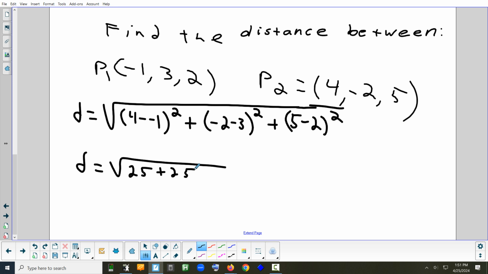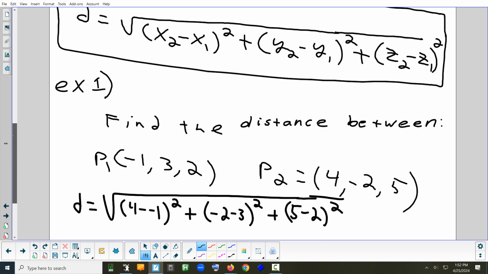So 25. And then Isaiah, how about the last part? 9. So 5 minus 2 is 3. Squared, you get 9. So what's the distance between these 2 points? The square root of 59. If they'd like a decimal, you just plug it in on the calculator. Otherwise, just leave it like that.